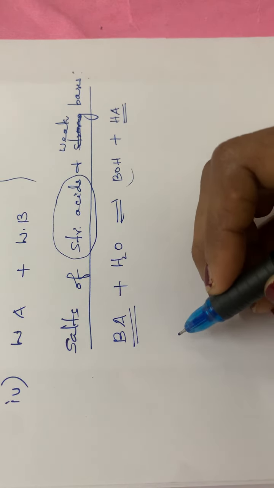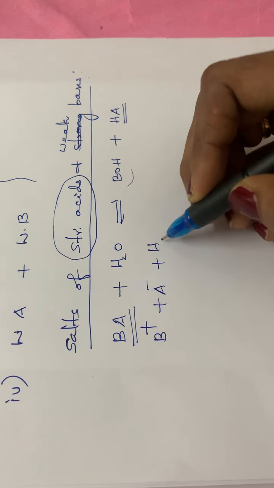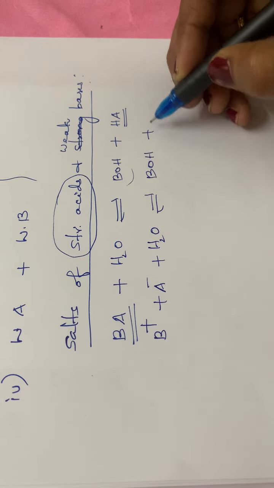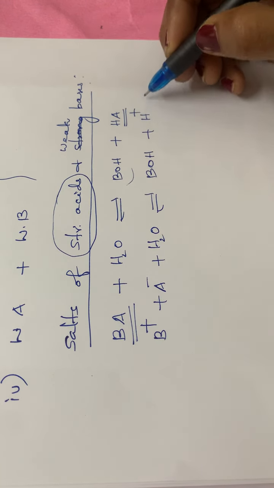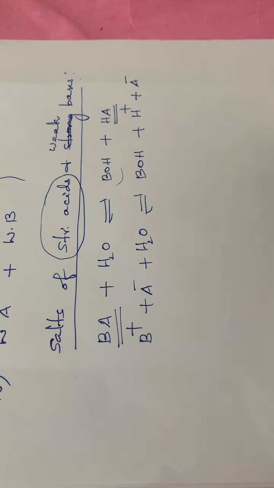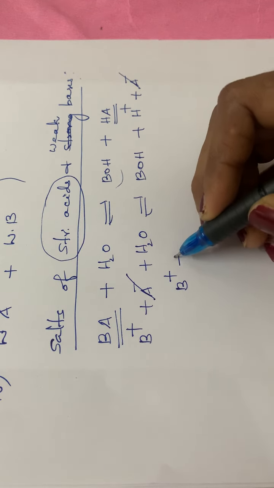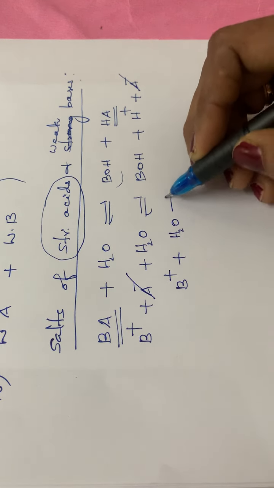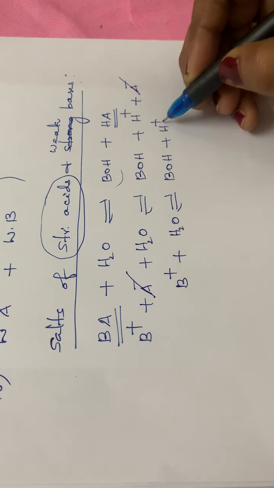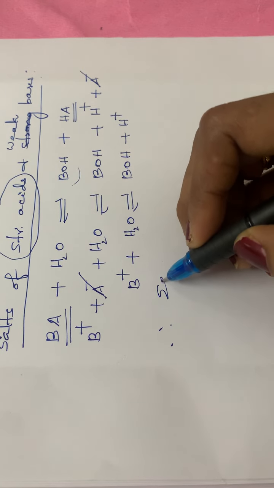Let us write down. B plus plus A minus plus H2O giving BOH, the basic part, which will not be completely ionized, plus HA, the acidic part, so H plus plus A minus. Here the A minus gets cancelled, so the resulting equation will be B plus plus H2O giving BOH plus H plus.